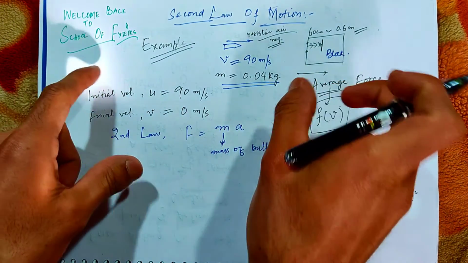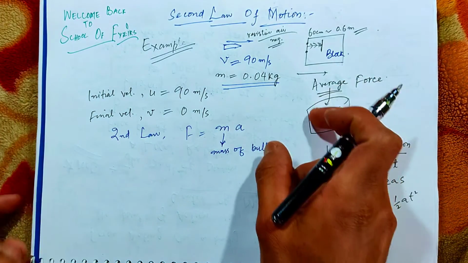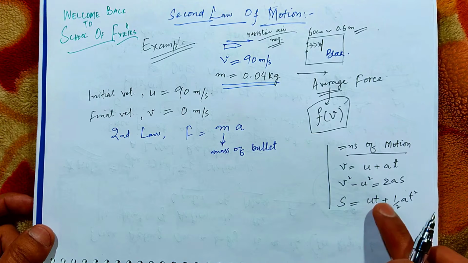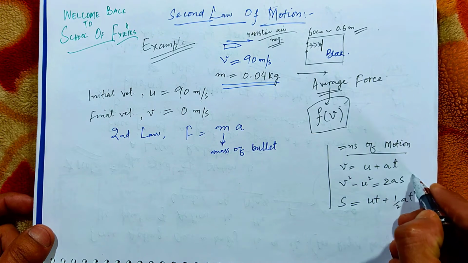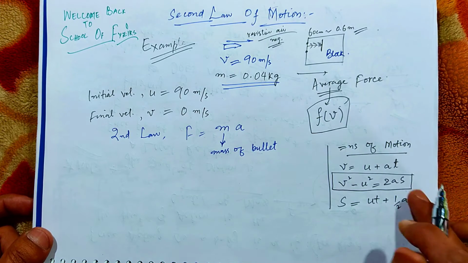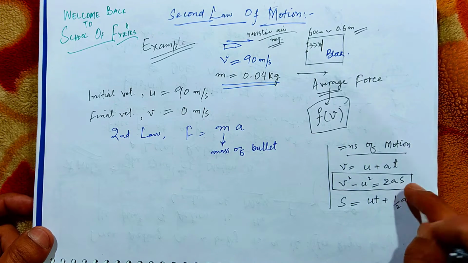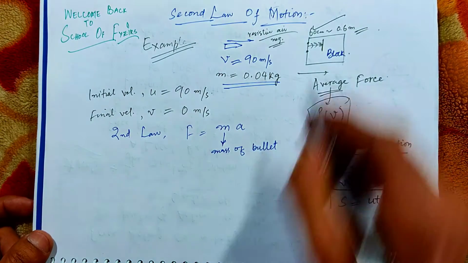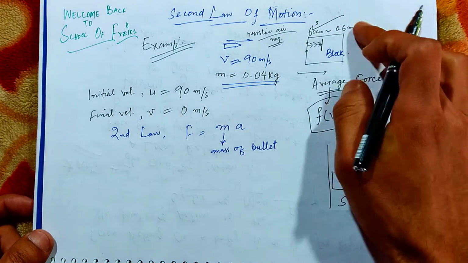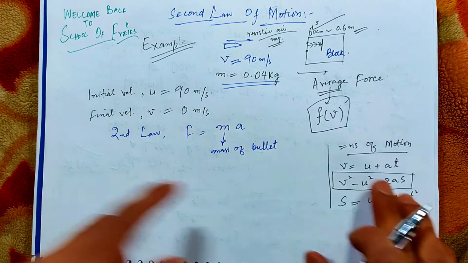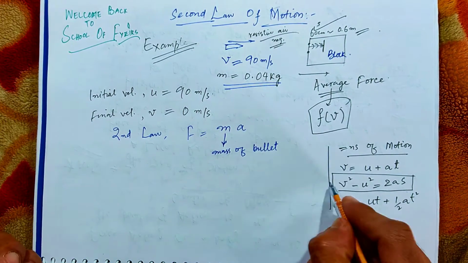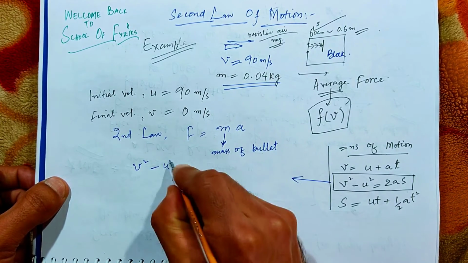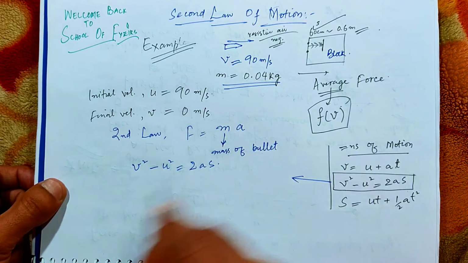For how much time the force applies, how much time is taken by this is not given, so we can't apply the first equation. Similarly, in the third case, t is not given, so what remains? The second one, because the distance traveled upon pressing into the block is also given, that is s here, 60 centimeters or 0.6 meters. So we can apply the second equation, that is v square minus u square is equal to 2as.